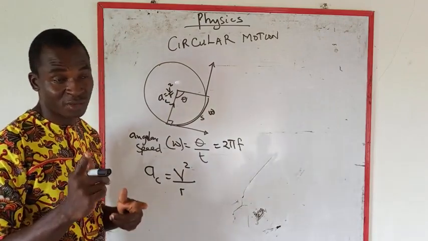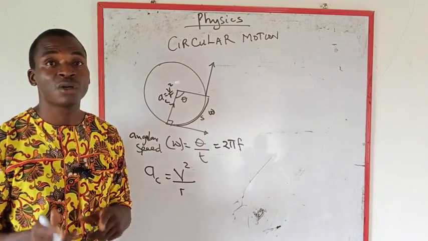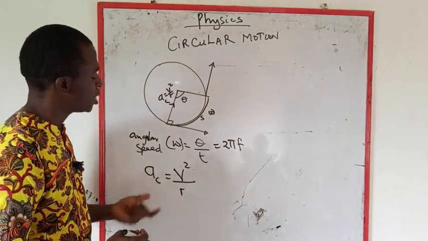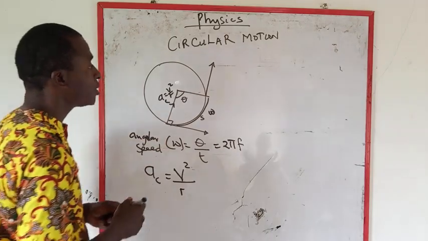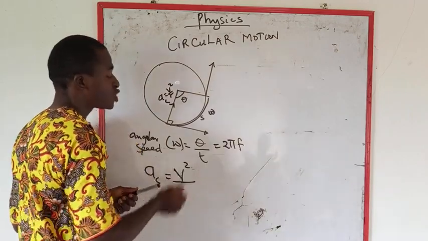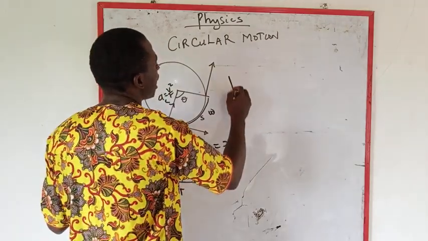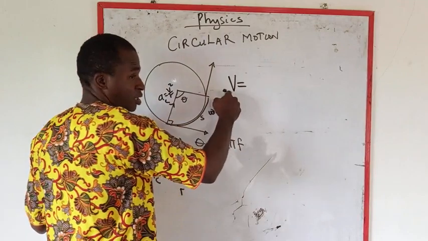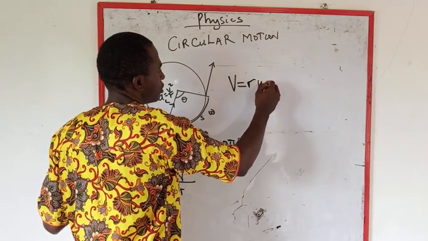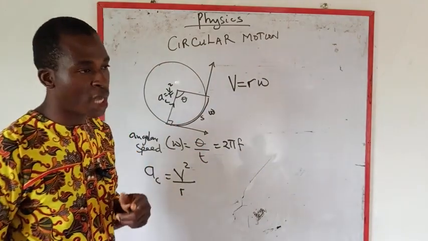The acceleration, not force. We have centripetal acceleration, and we also have centripetal force. But where we are now is centripetal acceleration. So just take this formula. Then we also have a relationship between the linear speed and the angular speed. This is the linear speed, just like in a straight line, equal to radius times angular speed.